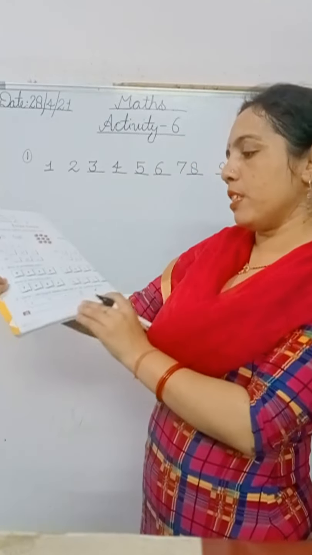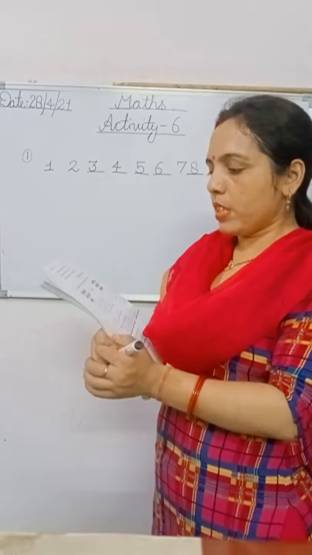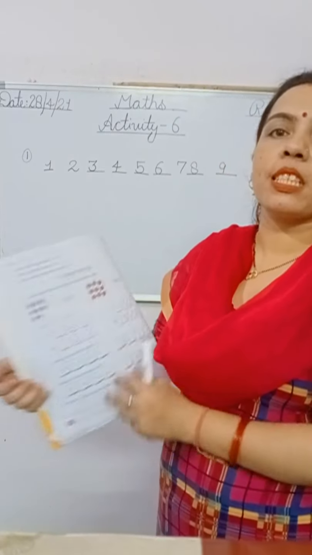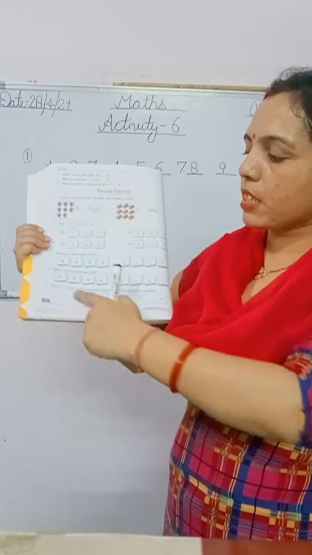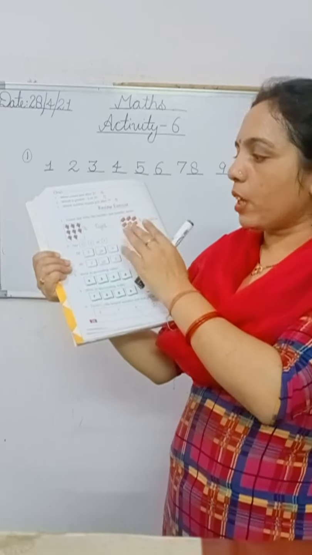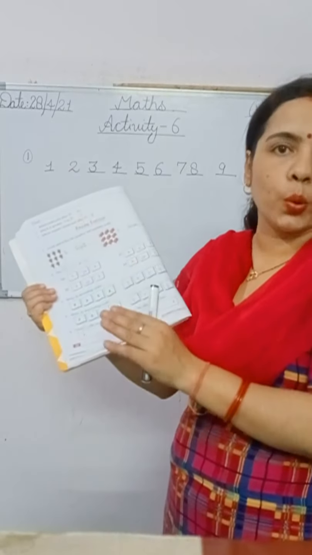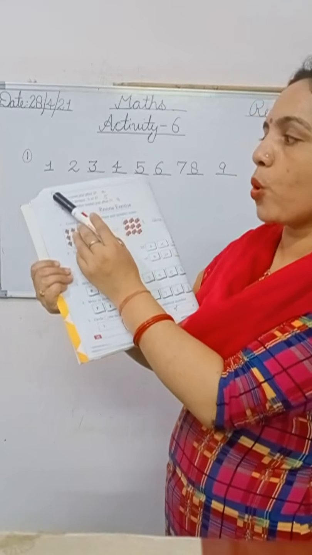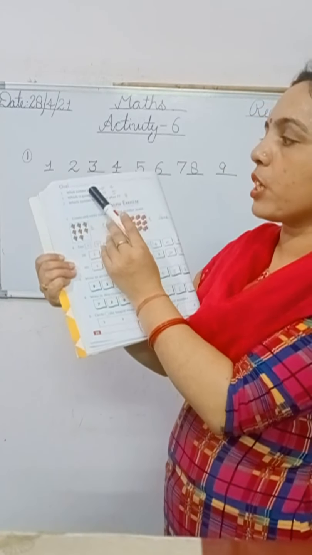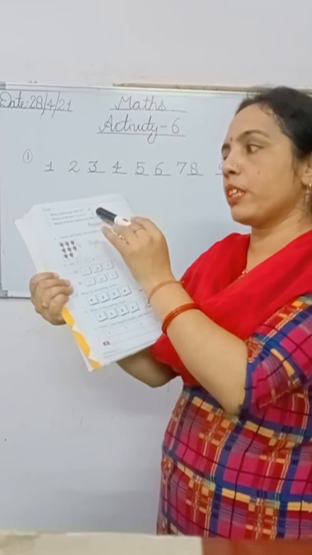Open your page number 26. This is your review exercise. Review exercise means what? You have been given some questions. Now these questions are based on your lesson number 2. Is it clear? Now your first question is oral. What comes just after 3? 3 के बाद क्या आता है वो राइट करेंगे.